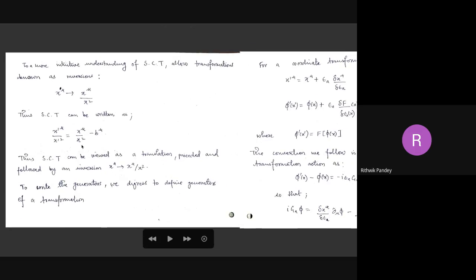To get a more intuitive understanding of SCT, we can define transformations which are known as inversion of the following form: x mu goes to x mu by x squared. So the SCT in the previous form, in the previous page that I wrote, can also be written down in the form x mu prime by x prime square is equal to x mu by x square minus b mu. So we can easily see from the definition of inversions that SCT can be viewed as a translation preceded and followed by an inversion. Now, does anyone have any questions till now?